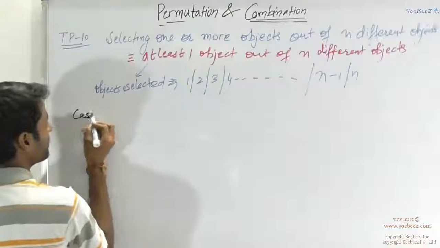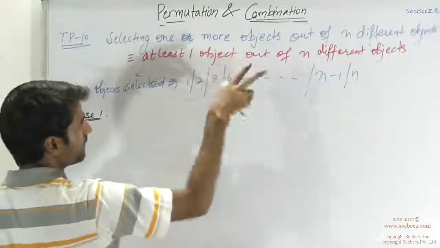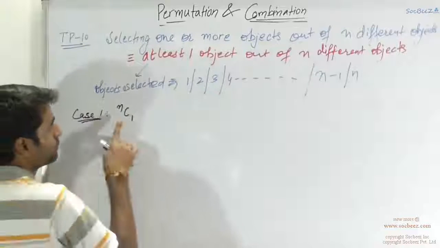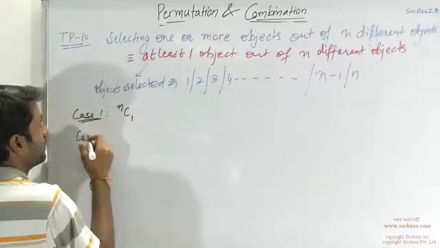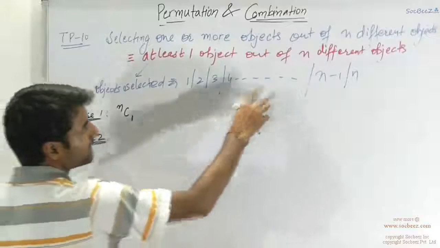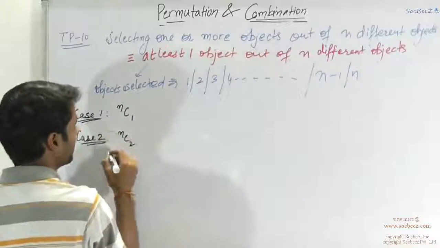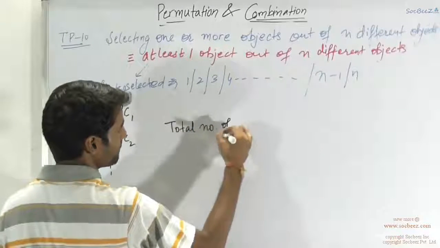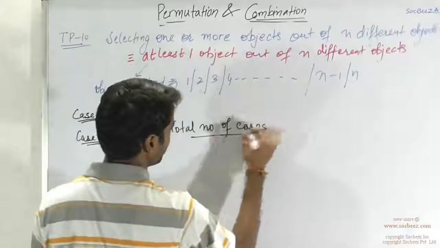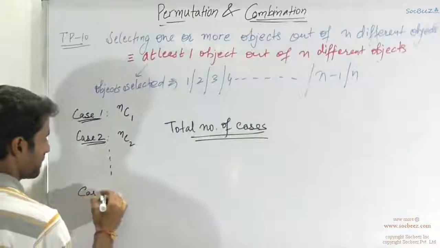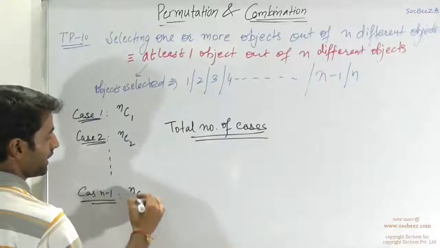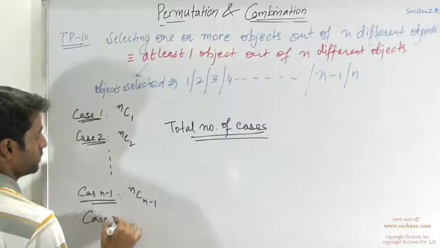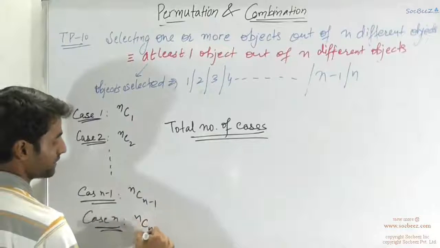So case 1 would be choosing only one element out of the given n elements. As they all are different, you would directly apply the formula NC1. You have to choose one element from the given set of n elements. Case 2 would be choosing two elements out of a set of n different objects. So it would be NC2. Similarly, it would go on. Here the case n minus 1 would be choosing n minus 1 objects out of a set of n. So NC n minus 1. Case n would be choosing n elements out of the given set of n elements, that would be NCn.